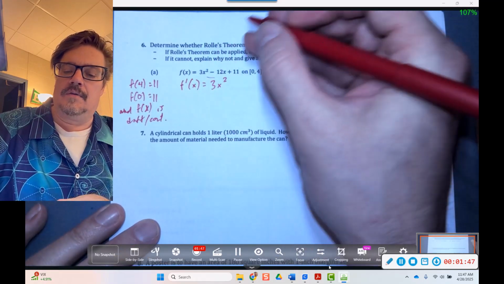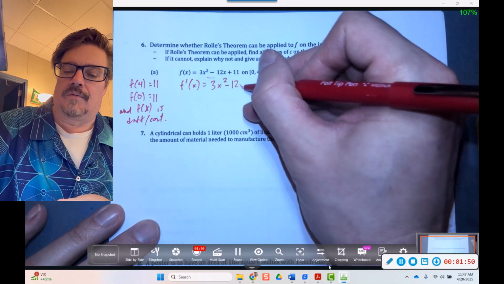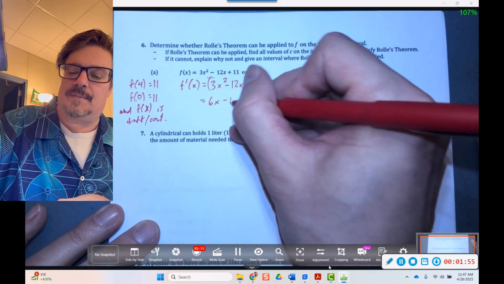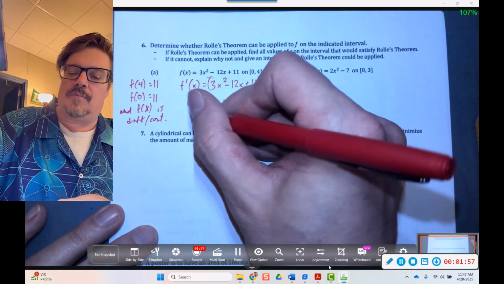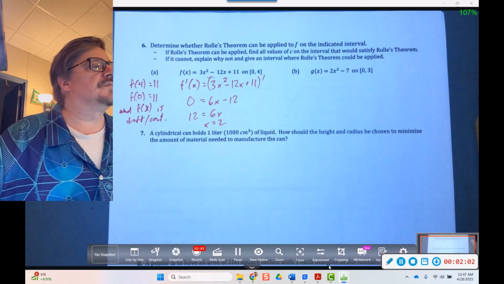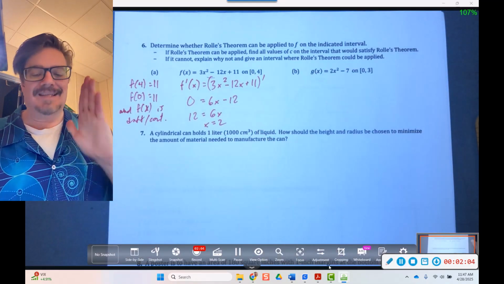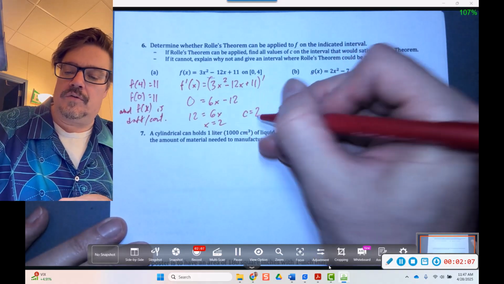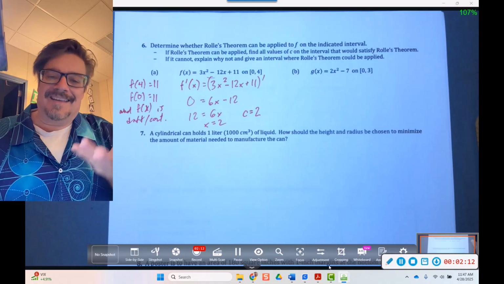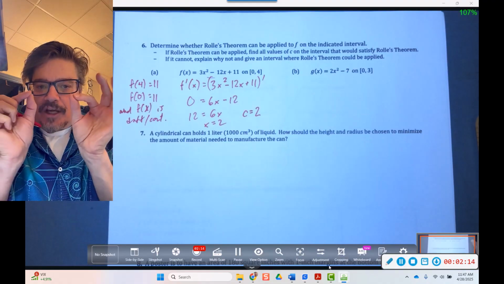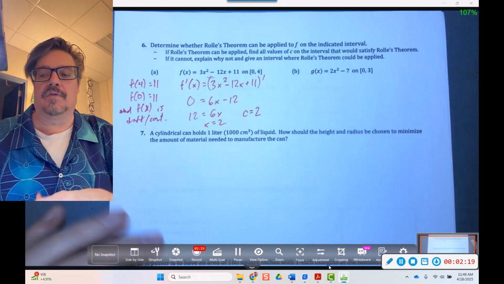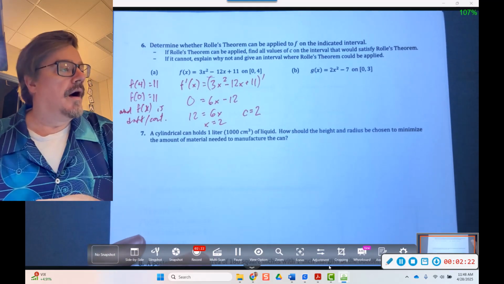I'm going to take the derivative of this. It ends up being 6x minus 12. Set that equal to 0, put 12 on the other side, and we get x equals 2. So this means that c equaling 2 is the location where the derivative is going to be 0. The average rate of change between 2 points that are level is going to be 0. So really, it's just a special case of the MVT.